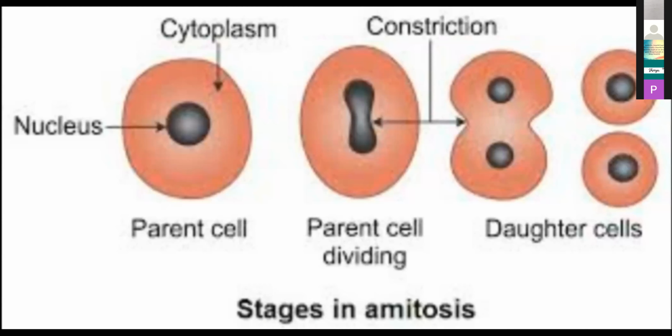This type of primitive cell division occurs in bacteria, fungi, even in some algae, and as I mentioned, degenerated plant cells. In all of them, such a division occurs. This unusual division is called amitosis. It is known as amitosis. Is this clear to you all?